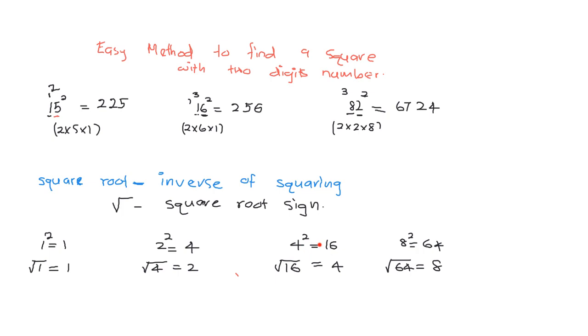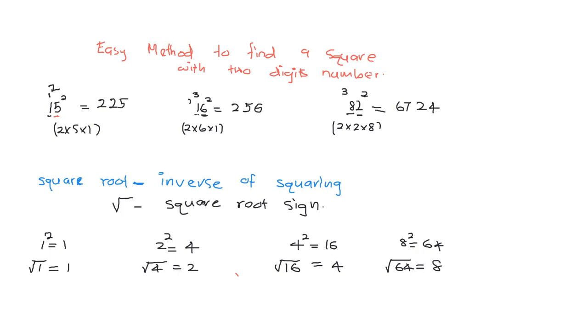4 squared is equal 16. Square root of 16 equal 4. 8 squared is equal 64. Square root of 64 is equal 8. Now, it's clear every positive number has a square and a square root, but always not an integer value.